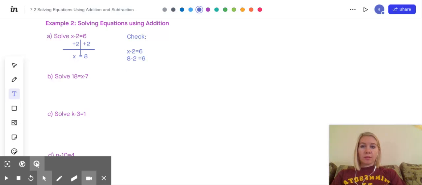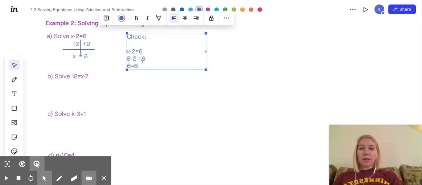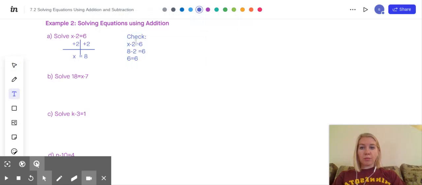Let's solve 8 minus 2. 8 take away 2 is 6. And then the 6 on the right stayed the same. 6 equals 6. So perfect. Our solution worked, right? 8 is a solution to our equation. You don't have to do the check, but you can always do it to check your work. That's one way you can do that for these problems.